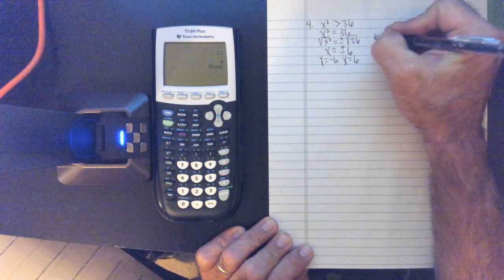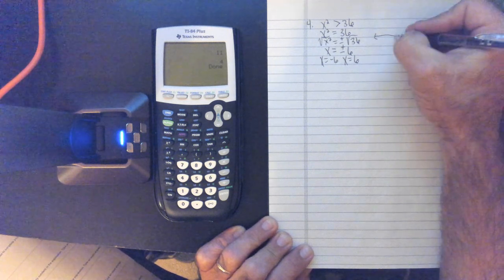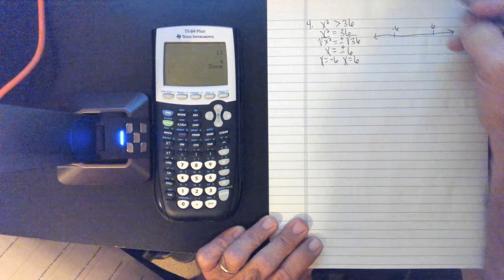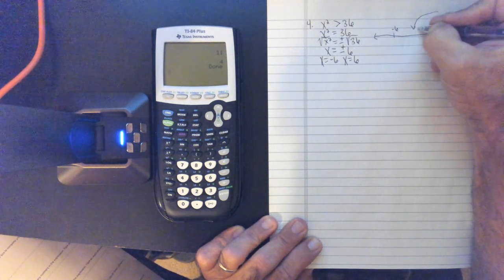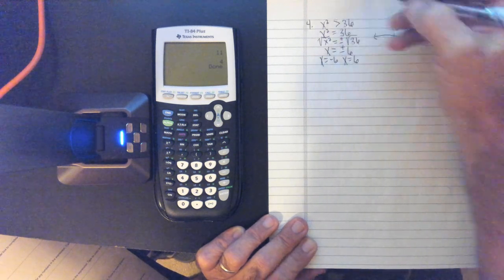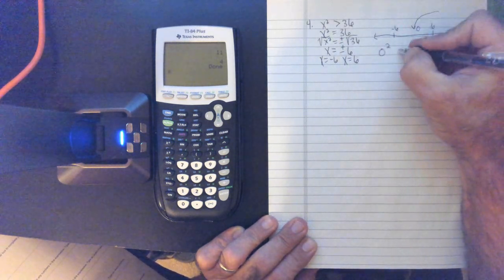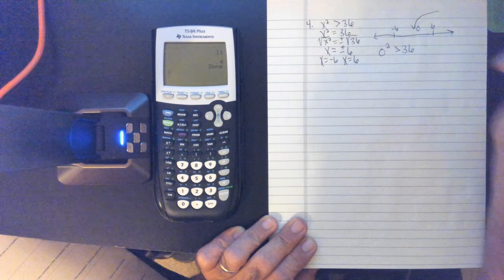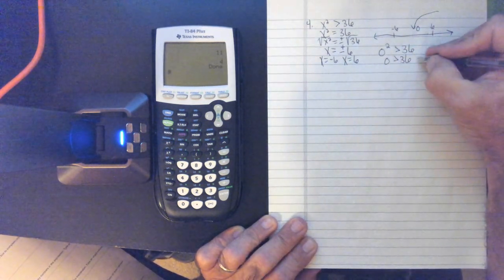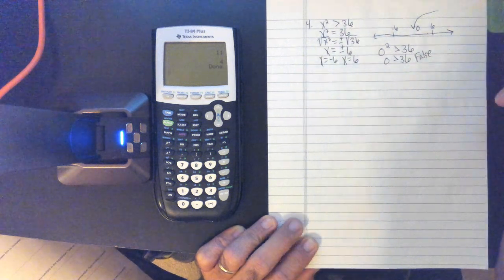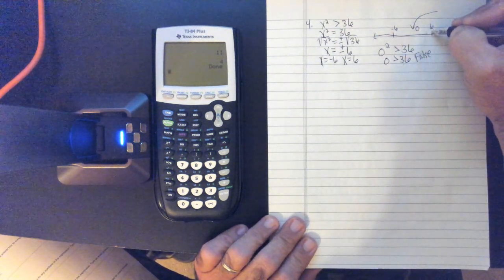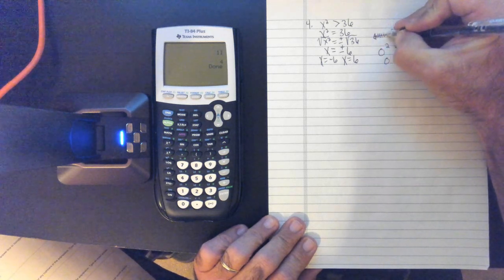So let's put that on our number line. Negative 6 will be on the left side. Positive 6 is on the right side. And I want to test 0, and 0 is in between negative 6 and 6. So let's see what we get. We put a 0, square that. That's got to be greater than 36. So 0 greater than 36, that is false, because 0 is less than 36. So since it's false in the middle, I got to shade the outsides.